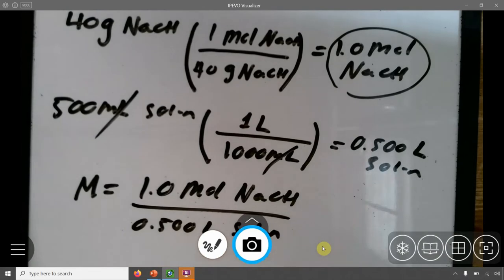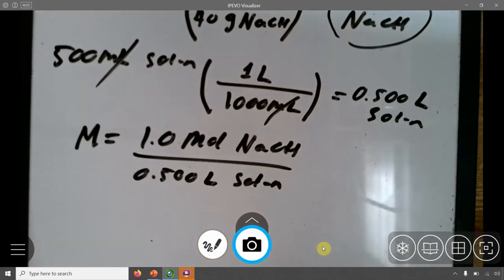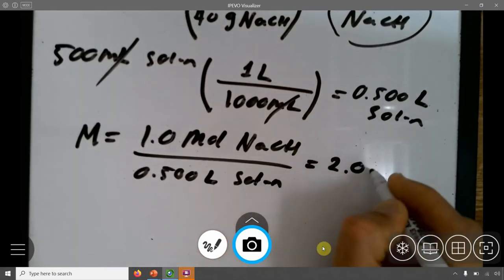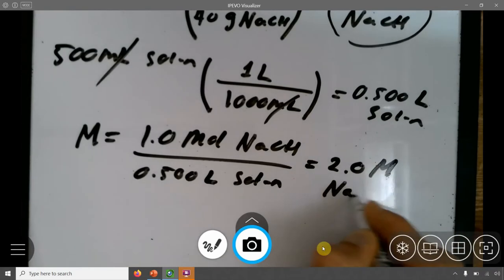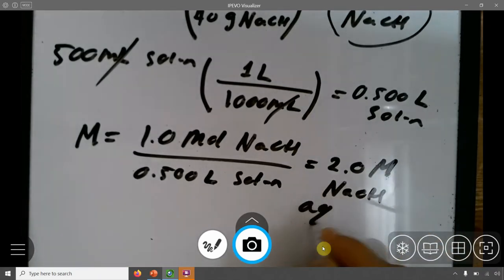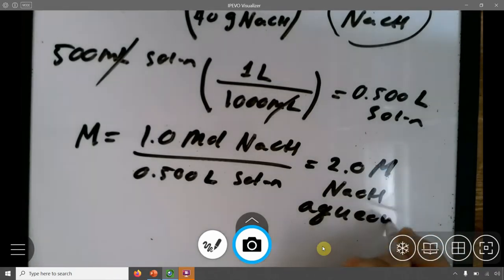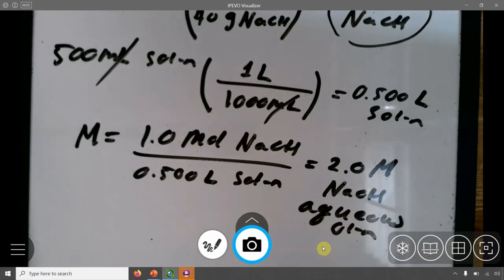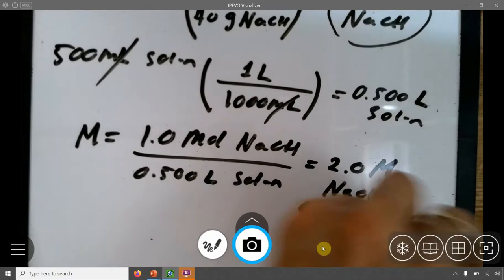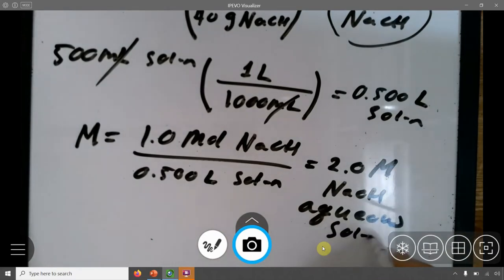Sorry, it's being obstructed. I'll move in a sec. And I get that this is a 2 molar NaOH aqueous solution. Okay. Typically, you can just say 2 molar solution, or 2 molar NaOH, or whatever you want to say.